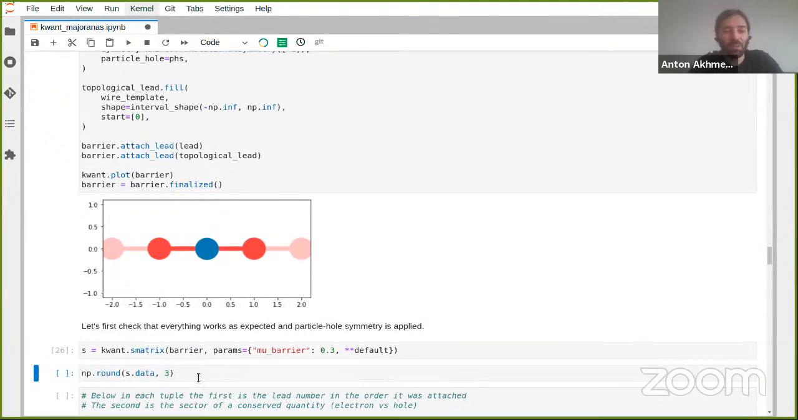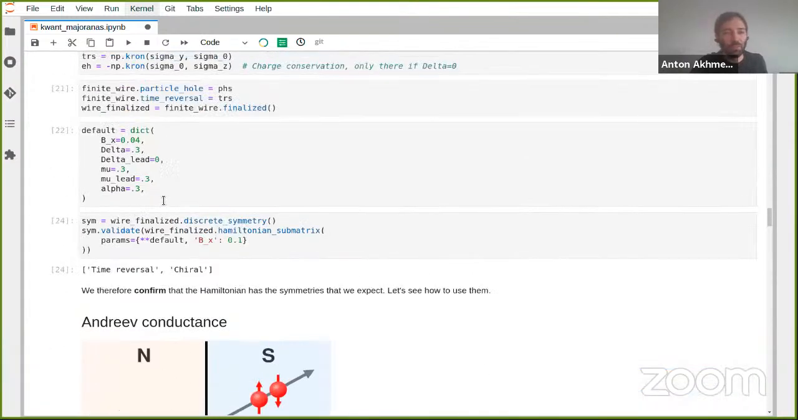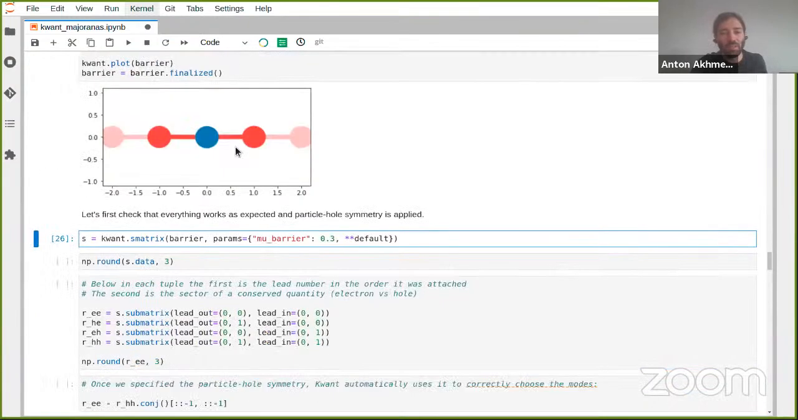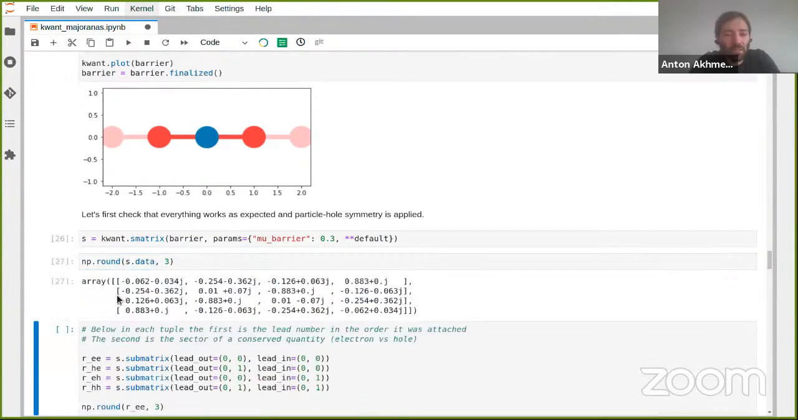So here we are going to compute the scattering matrix. Since we now defined the full problem, we don't need to do anything else. We just provide all the necessary parameters. And previously, I have introduced the default parameters. Now I also specify a certain value for a barrier. And I can look at the scattering matrix, at the matrix elements in the scattering matrix.